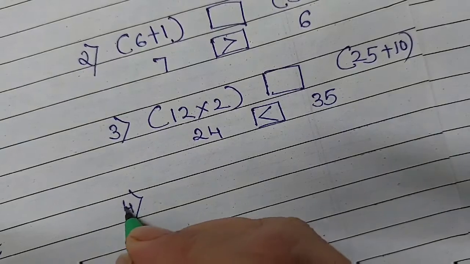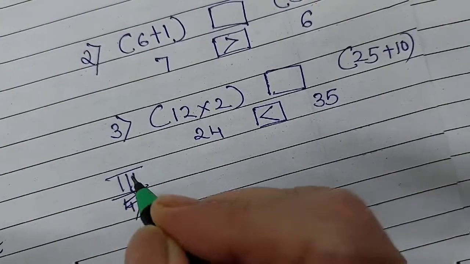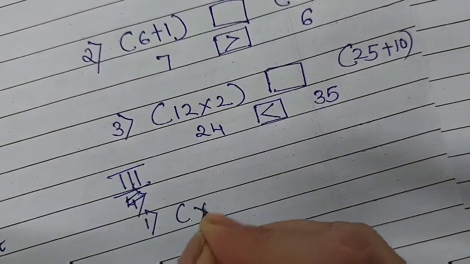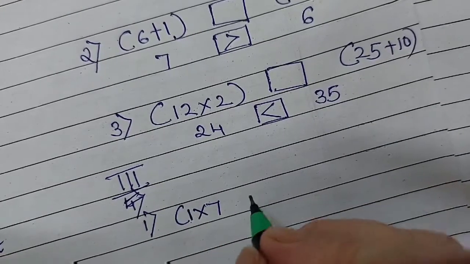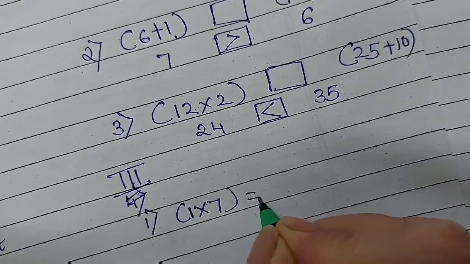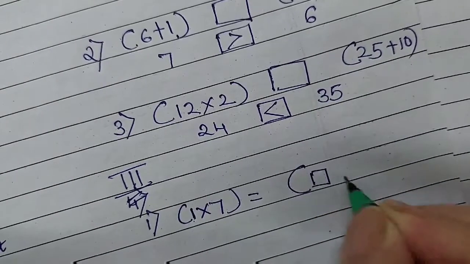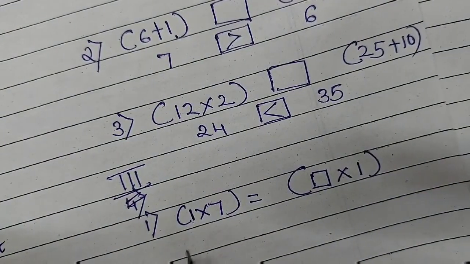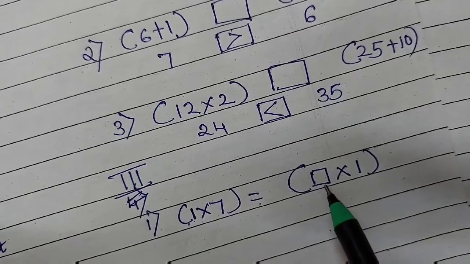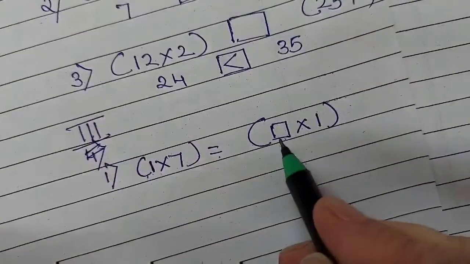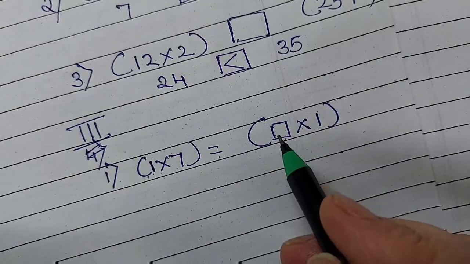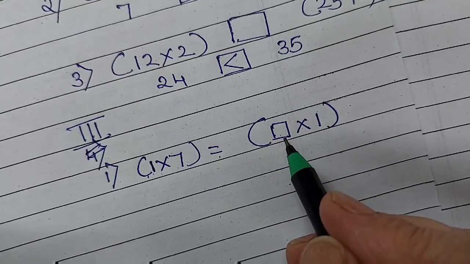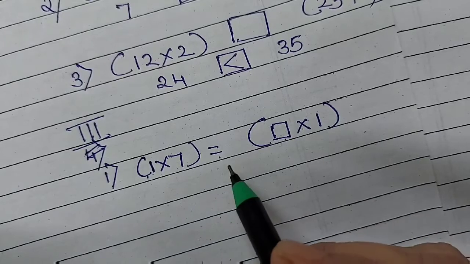Now coming to the third question. This is third question, sub question 1. Sub question 1 is 1 into 7 is equals to dash into 1. Okay children. Now here we have to fill in this box, not with the signs but with the numbers, to make it a proper expression. Equality or inequality, we will find out from the question given.